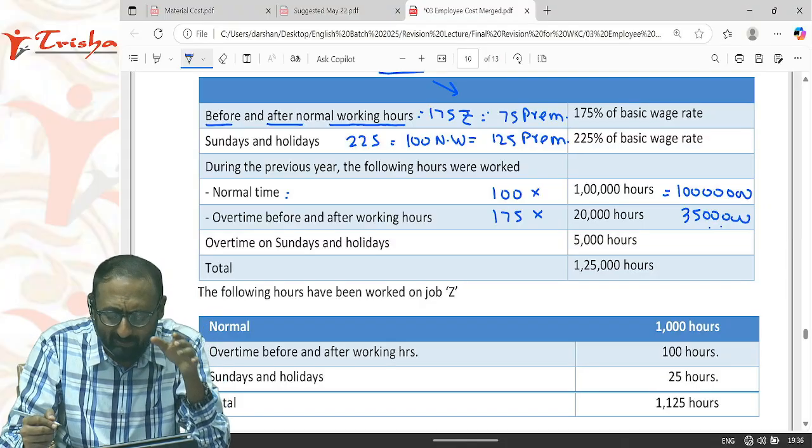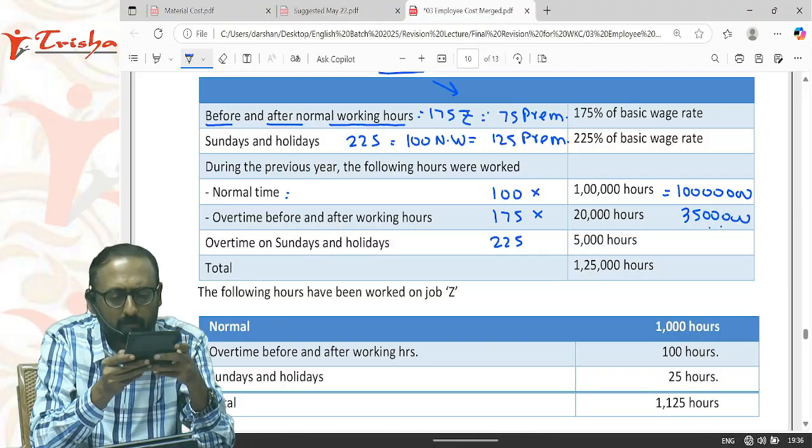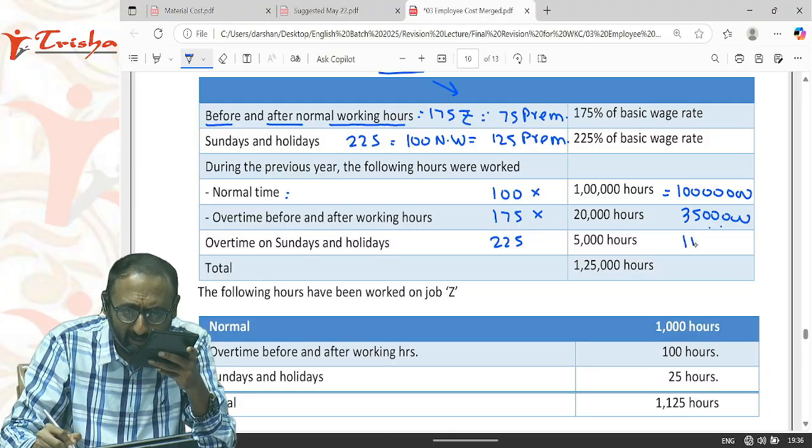Overtime is done on Sunday and holiday: 5,000 hours will be multiplied by 225. So 225 multiplied by 5,000, your answer comes to 11 lakh 25,000.